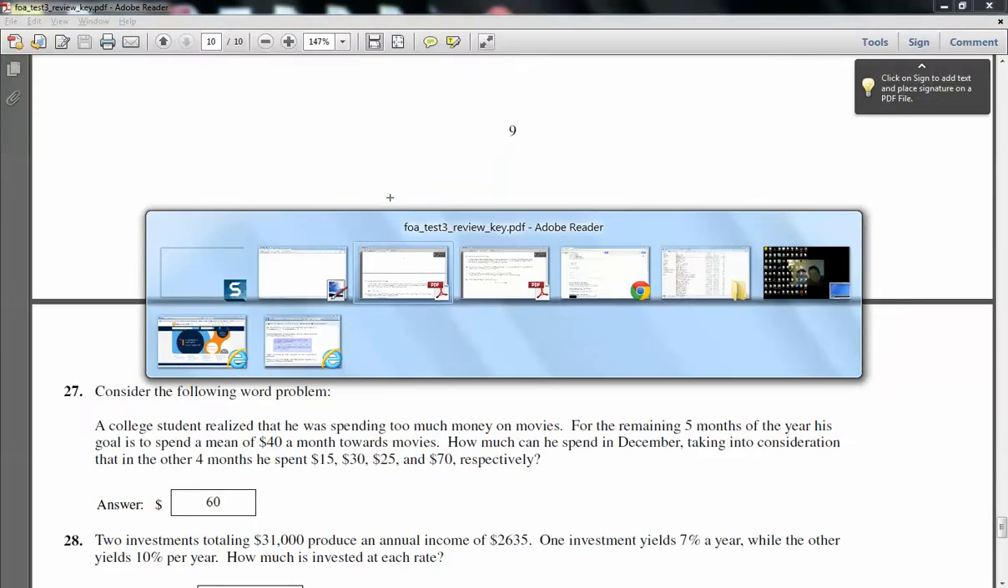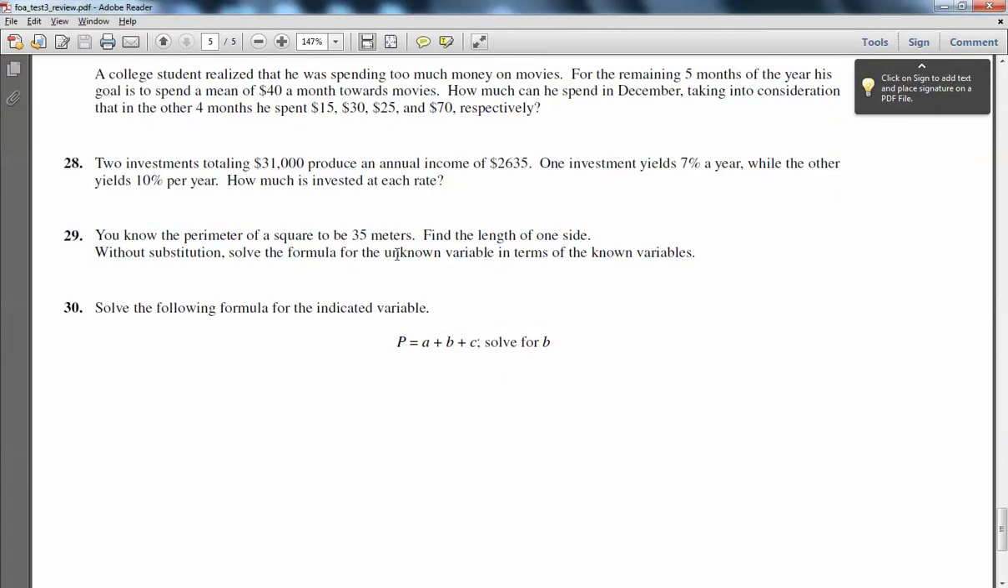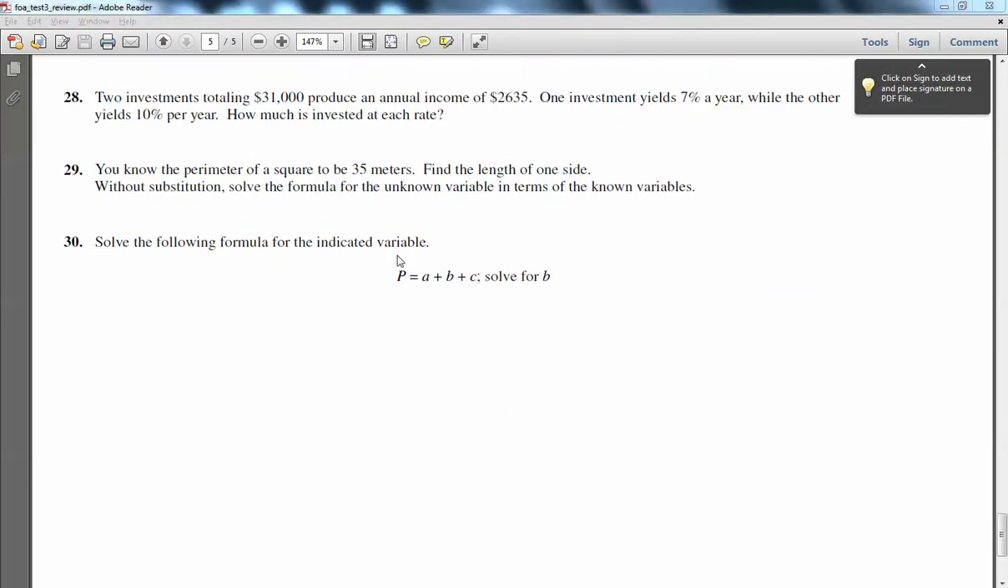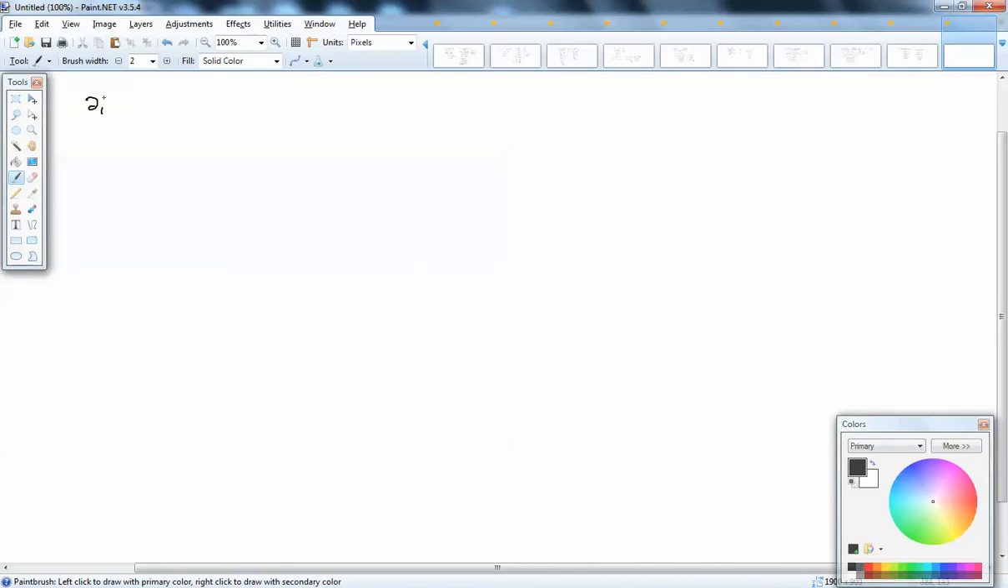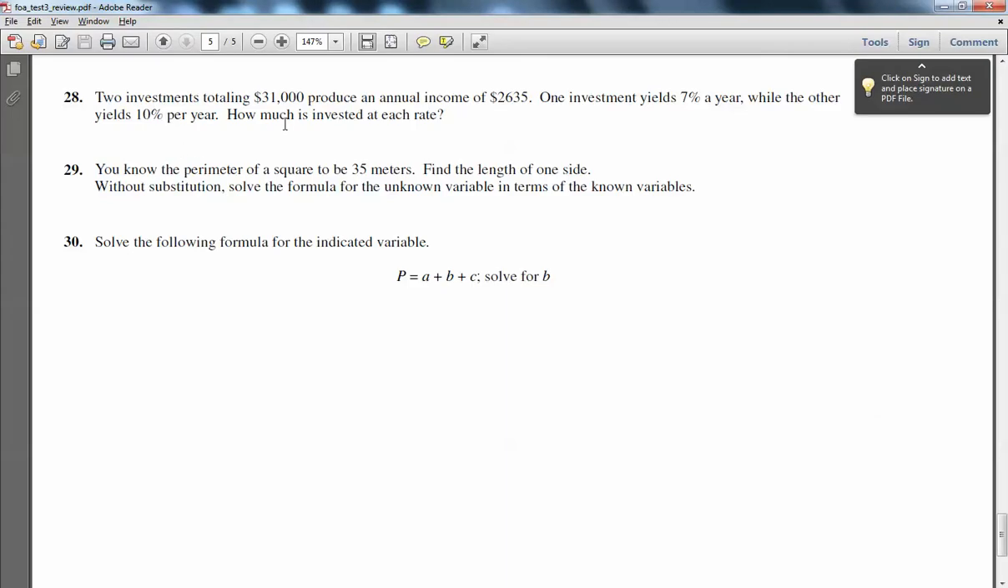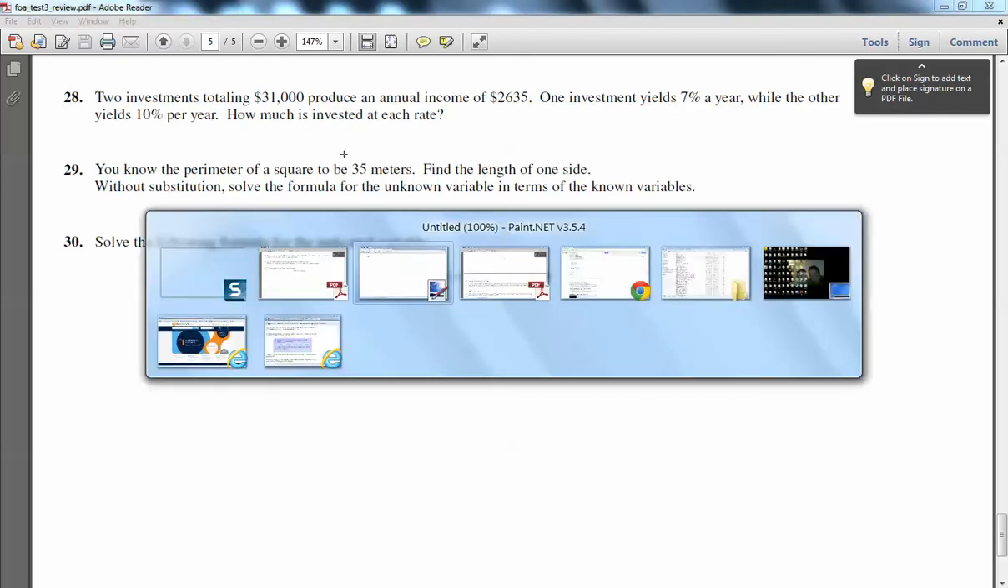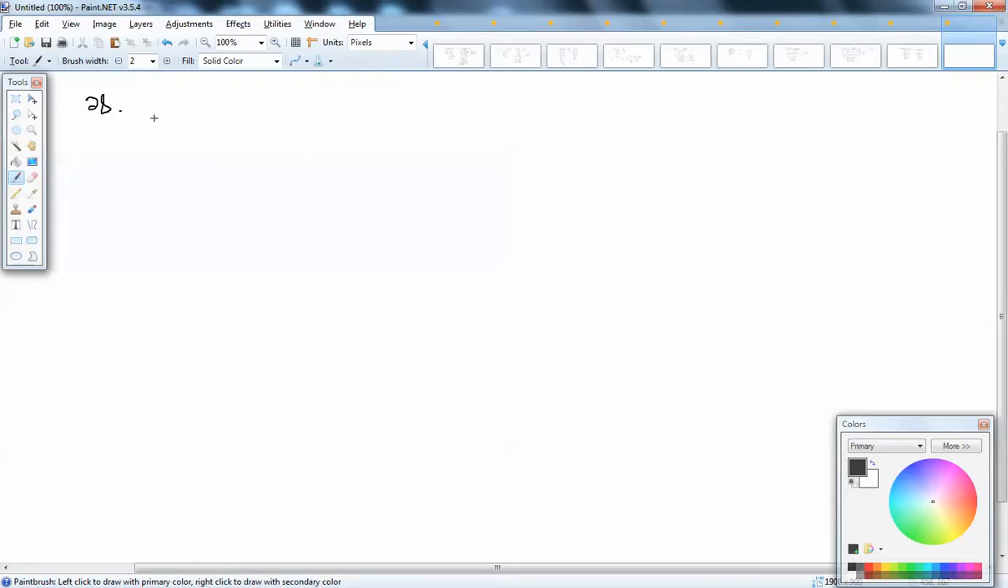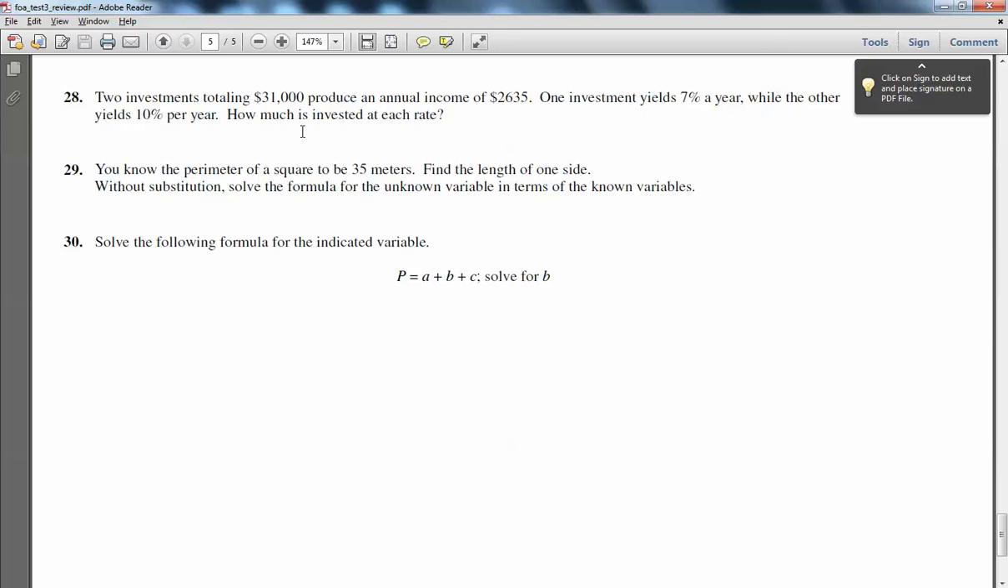Okay, so to the next problem, 28. Two investments totaling $31,000 produce an annual income. One yields 7% while the other yields 10%. So we got our first investment, and we got our second investment. All they tell us is that they total up to 31,000.